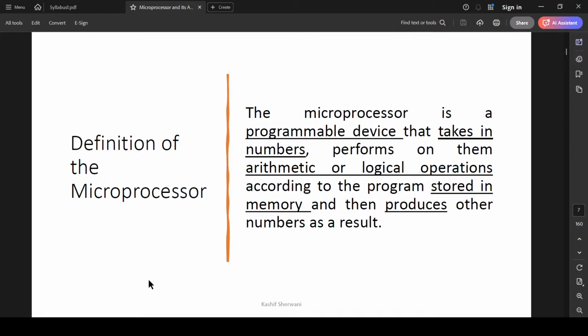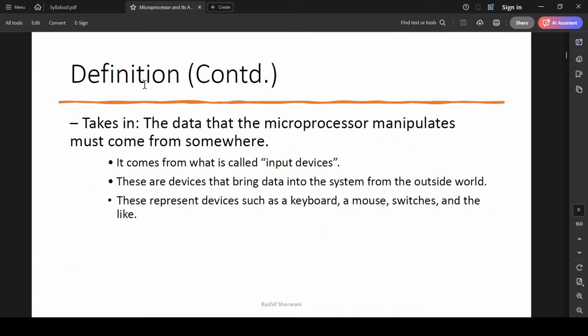So the input is numbers, and there is some processing, and the processing is operations. The operations are arithmetic or logical, and the outputs are again numbers. Okay, definition continued: it takes in the data the microprocessor has to manipulate.